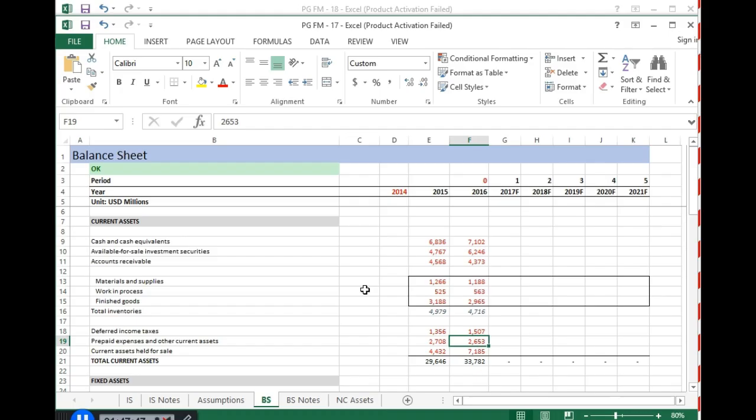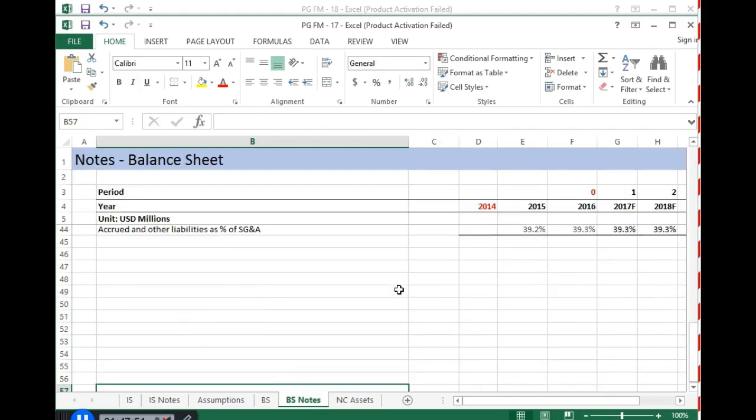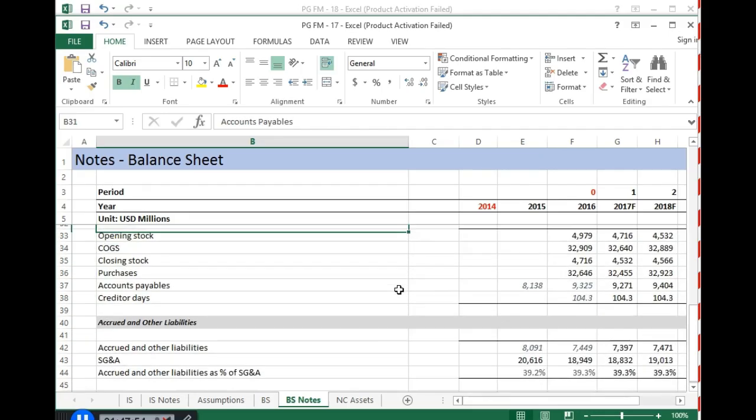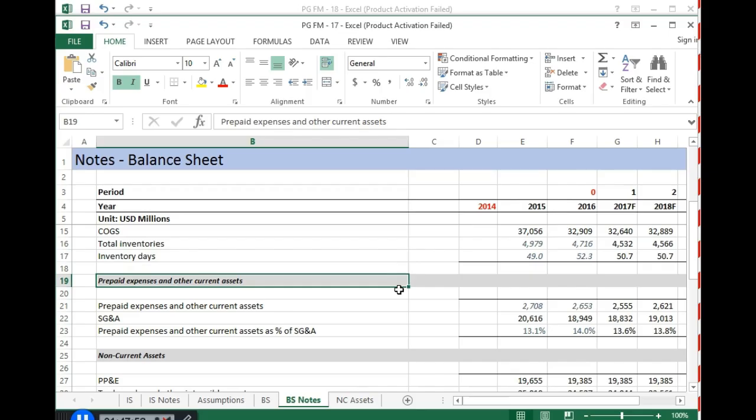Prepaid expenses and other current assets. So again, for forecasting prepaid expenses, I know that expense relates to sale generally. So what are the expenses generally? These are SG&A expenses generally, selling, general and administrative expenses.